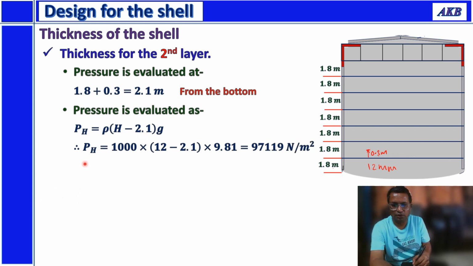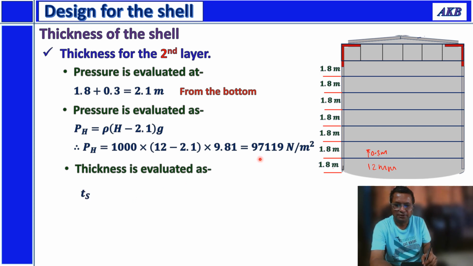If you put all the values, density is 1000, H is 12 meter, g is 9.81, you'll come to know that pH comes out to be 97,119 Newton per meter square. Once pH is calculated, for a non-pressure tank this is nothing but PL. So you can calculate thickness by using this formula: ts is equal to Pi di upon 2 fj minus Pi. Pi is internal pressure. For a non-pressure tank, internal pressure is equal to pH.